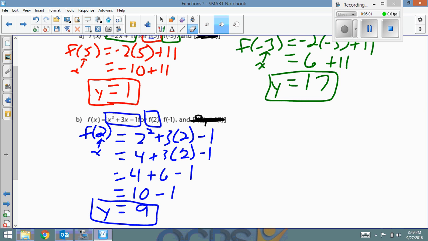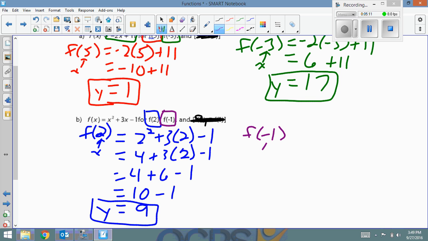Okay, let's try another one. The next one we're going to do is f of -1. So again, that number inside is my x. We're going to use this equation, so every time I see an x, I'm going to replace it with -1. So it's going to be -1 squared, plus 3 times -1, minus 1, and we just simplify.